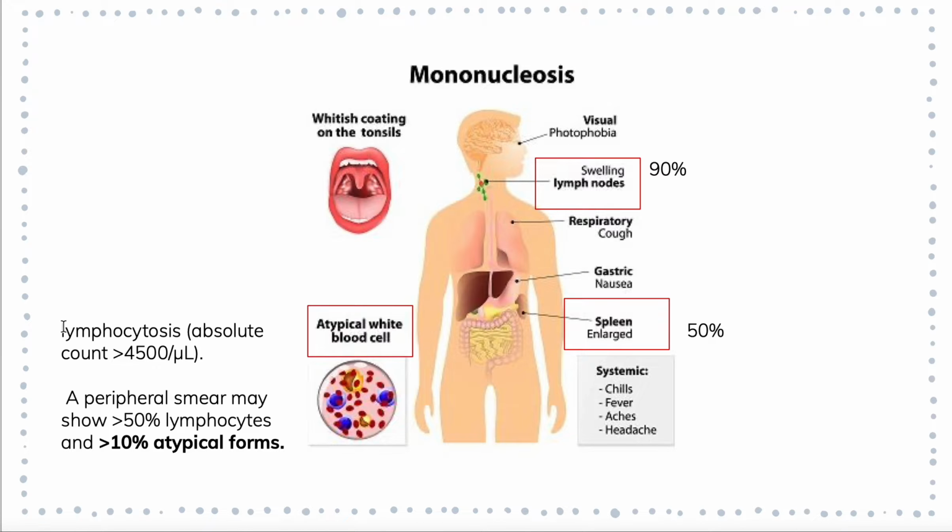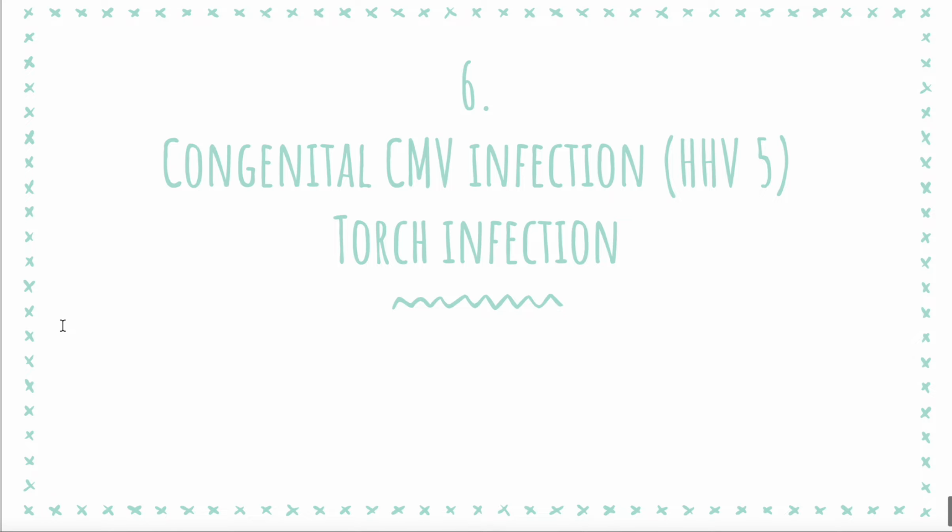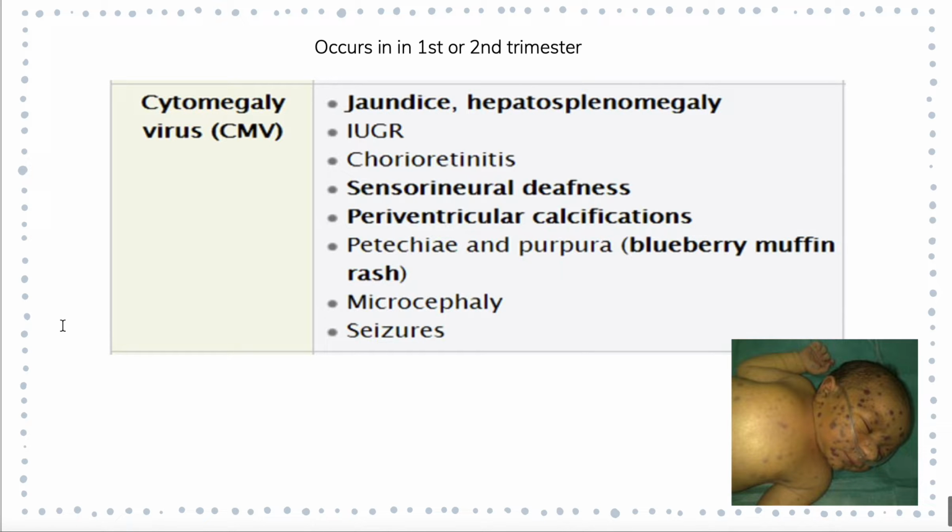Okay, moving to our next entity, which is the congenital cytomegalovirus infection, which is human herpes virus type 5, or the TORCH infection. TORCH infections are a group of infections that pass from the mother to the fetus through the placenta. A quick example would be Toxoplasma gondii, Treponema pallidum, Listeria monocytogenes, Varicella zoster, and a lot of them. Okay, but how can we recognize cytomegalovirus?